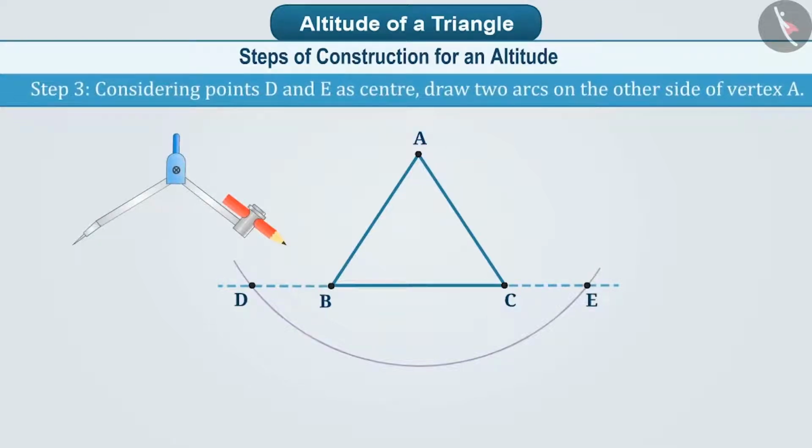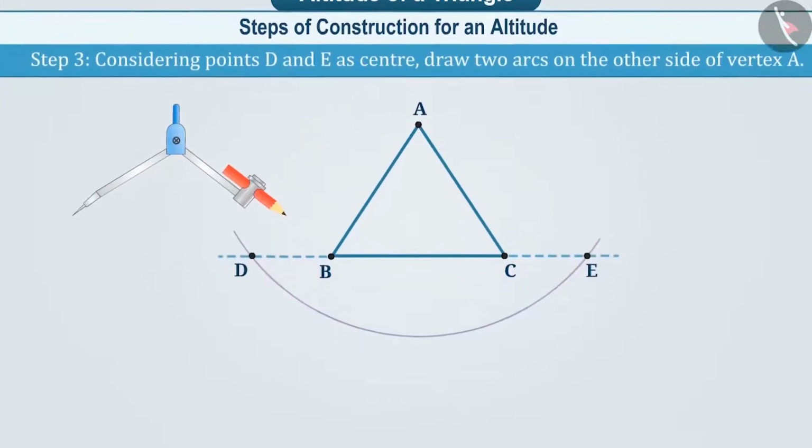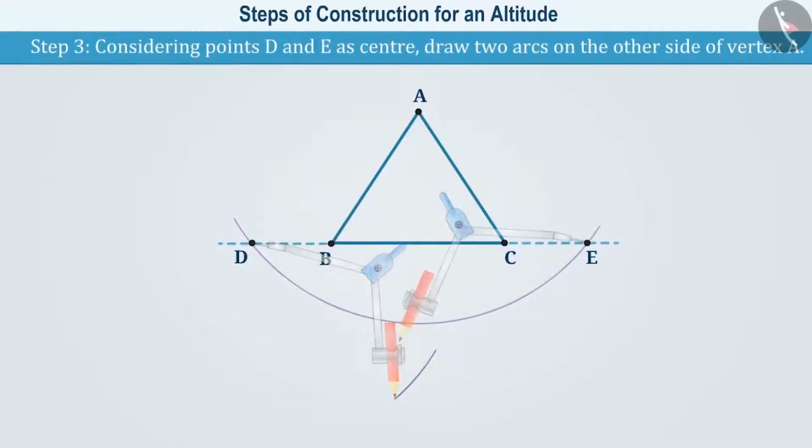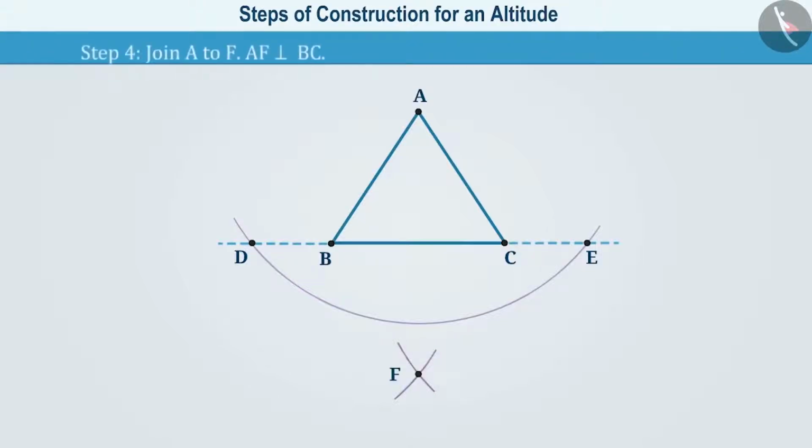Step 3. Without changing the radius in the compass, with the points D and E as centers, we will draw 2 arcs cutting each other on the side opposite to the vertex A. Suppose both arcs intersect at point F.